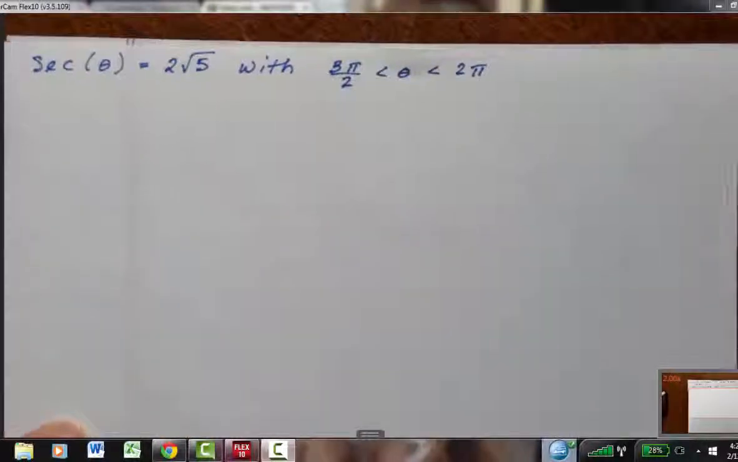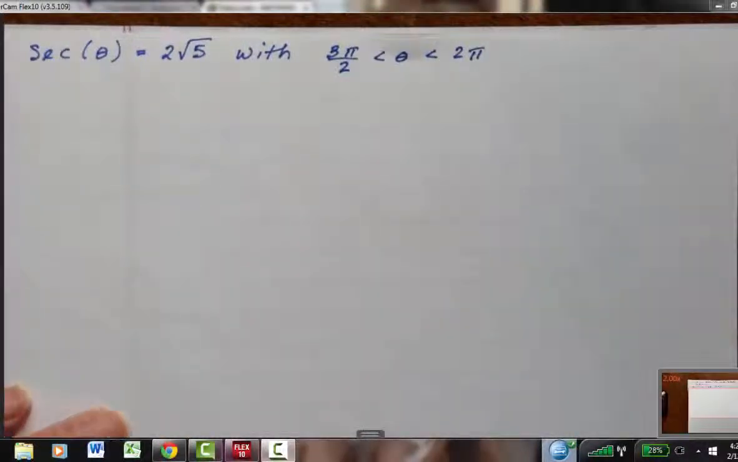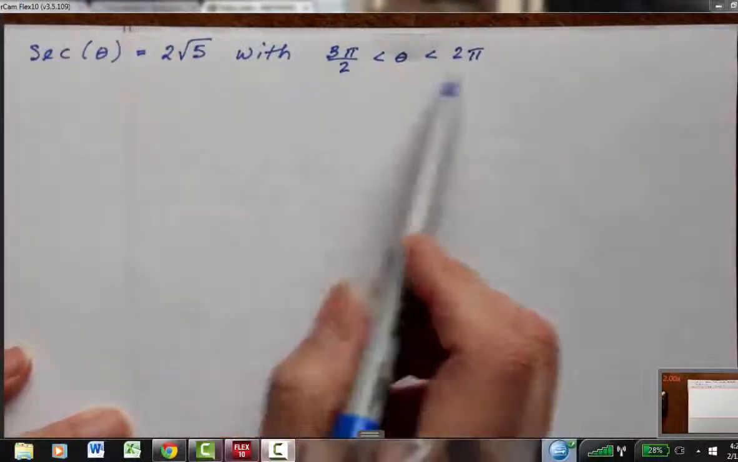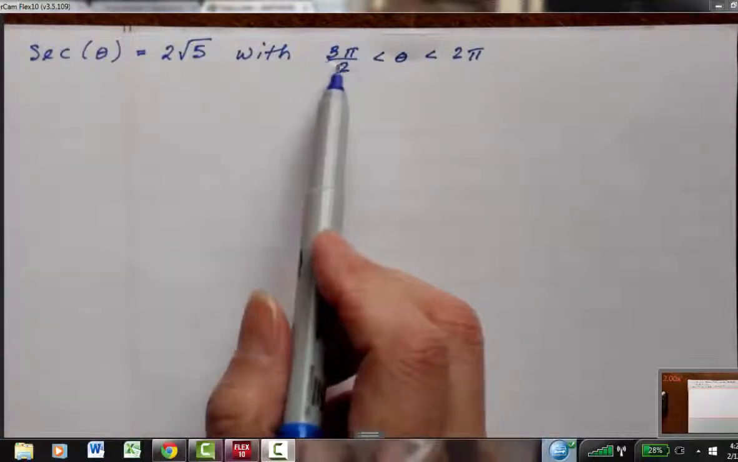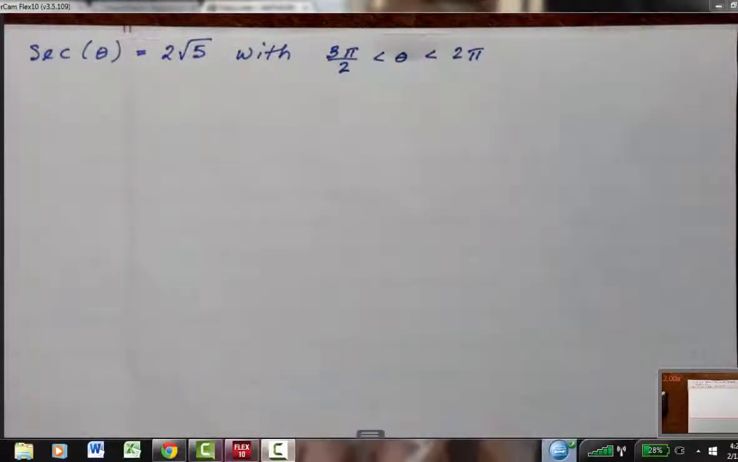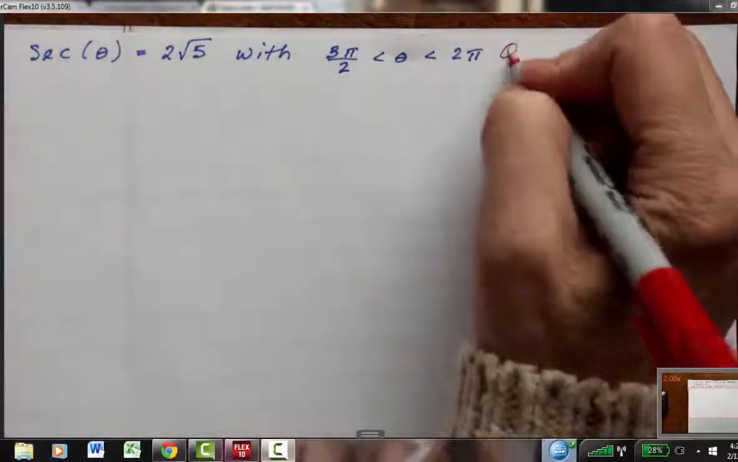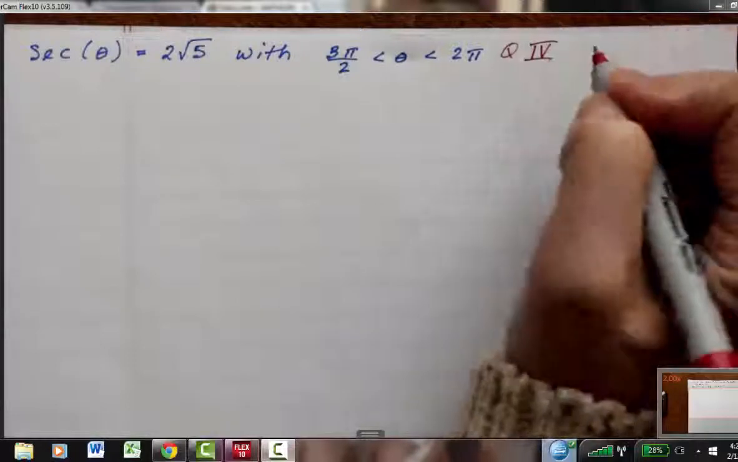The next problem I'm going to do is very similar to the last one. The difference is that we weren't told what quadrant this is, so you have to kind of figure that out. And we are between 3 pi over 2 and 2 pi. So that means that we're going to be in quadrant 4. So I usually write myself a note here so I don't forget to do that.